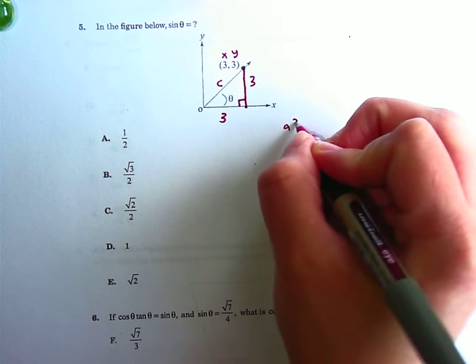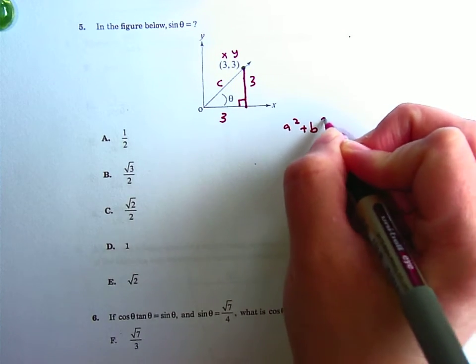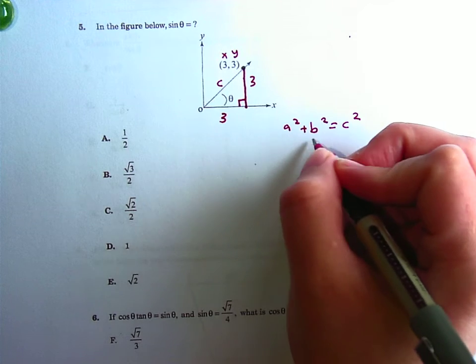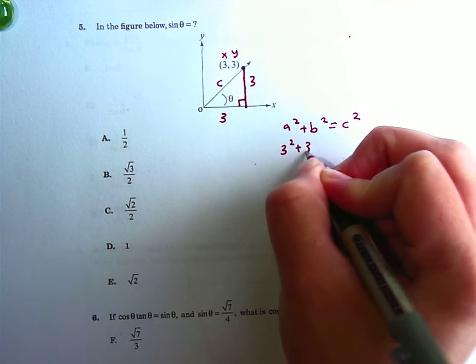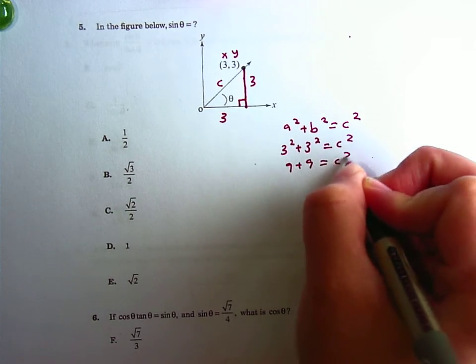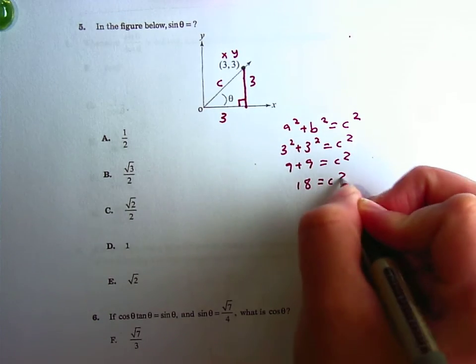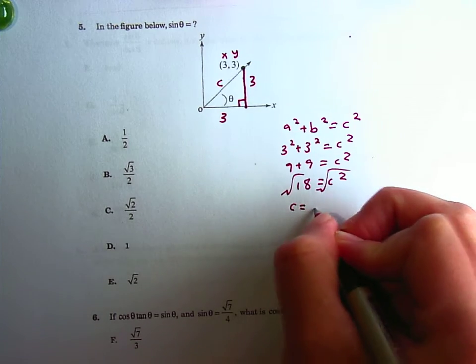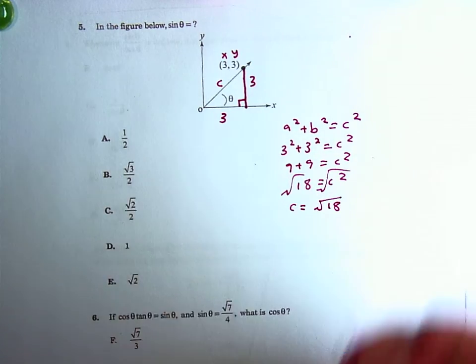So I'm going to do a squared plus b squared equals c squared. That makes 3 squared plus 3 squared, 9 plus 9, 18. Take the square root on both sides because it's positive. So now c is the square root of 18.